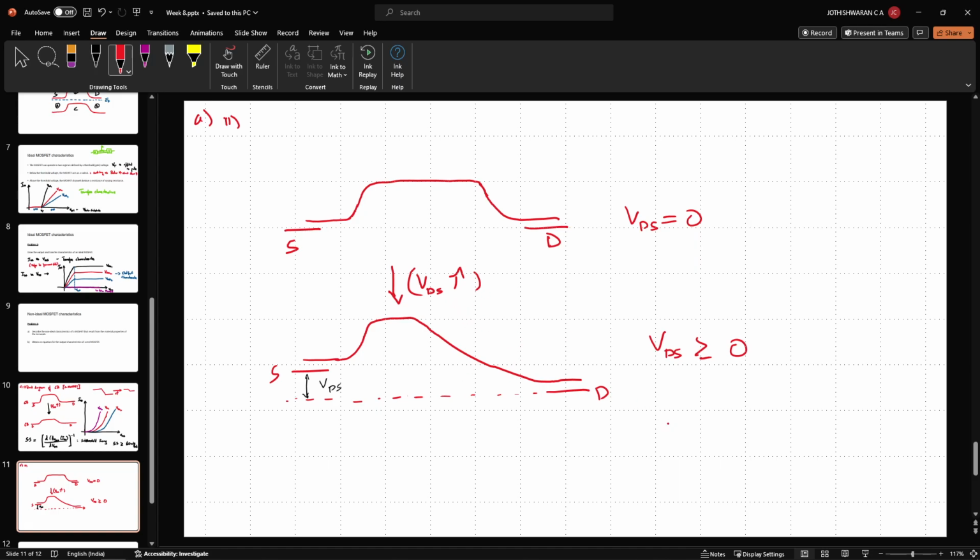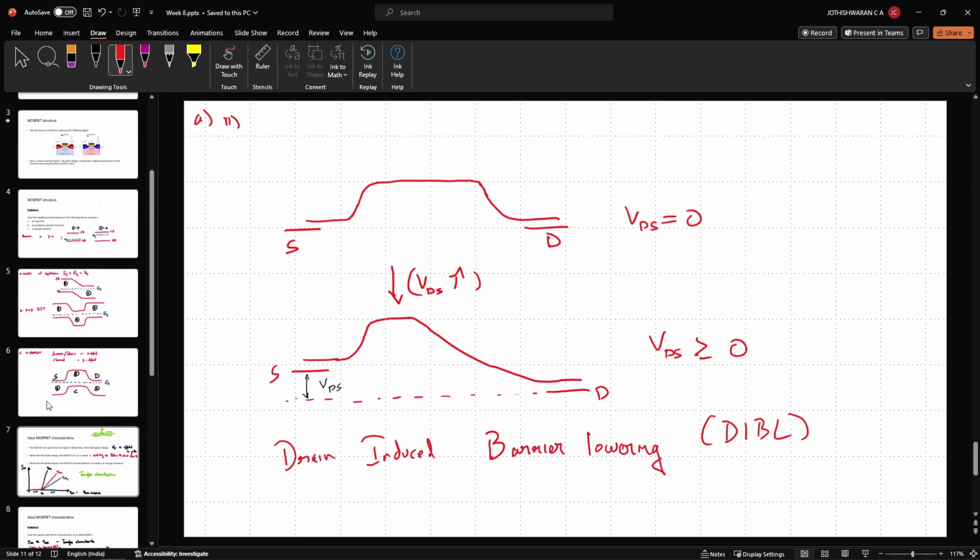So this phenomenon is called drain induced barrier lowering, abbreviated as DIBL. And this effect, as you can guess, will become more and more profound the longer the channel is.